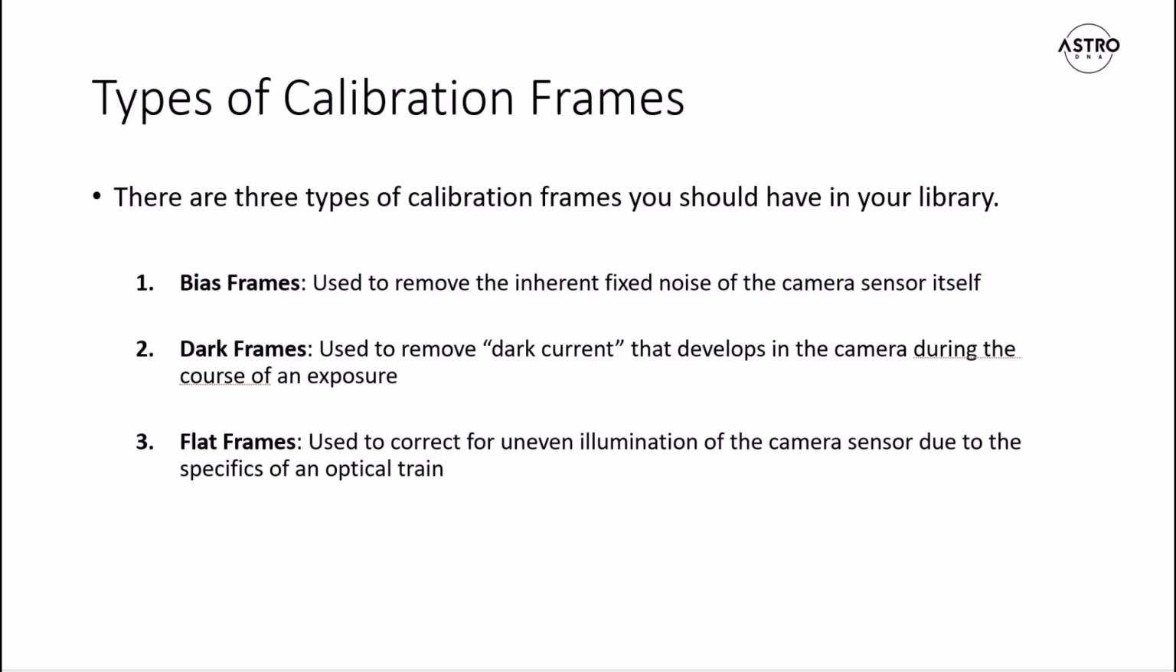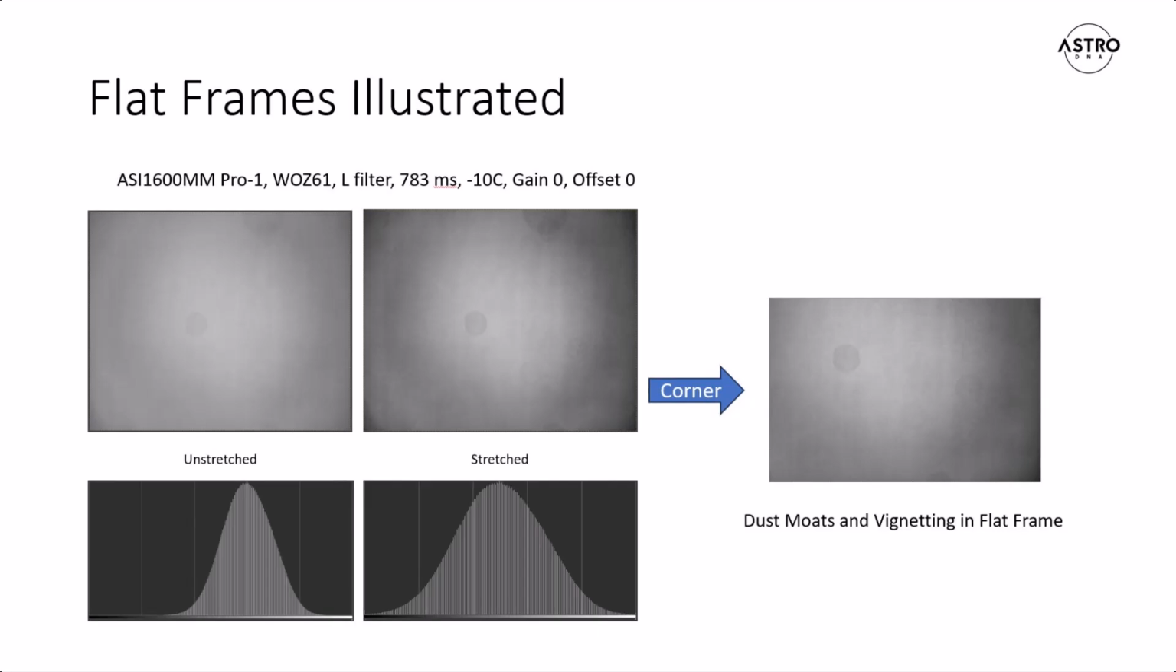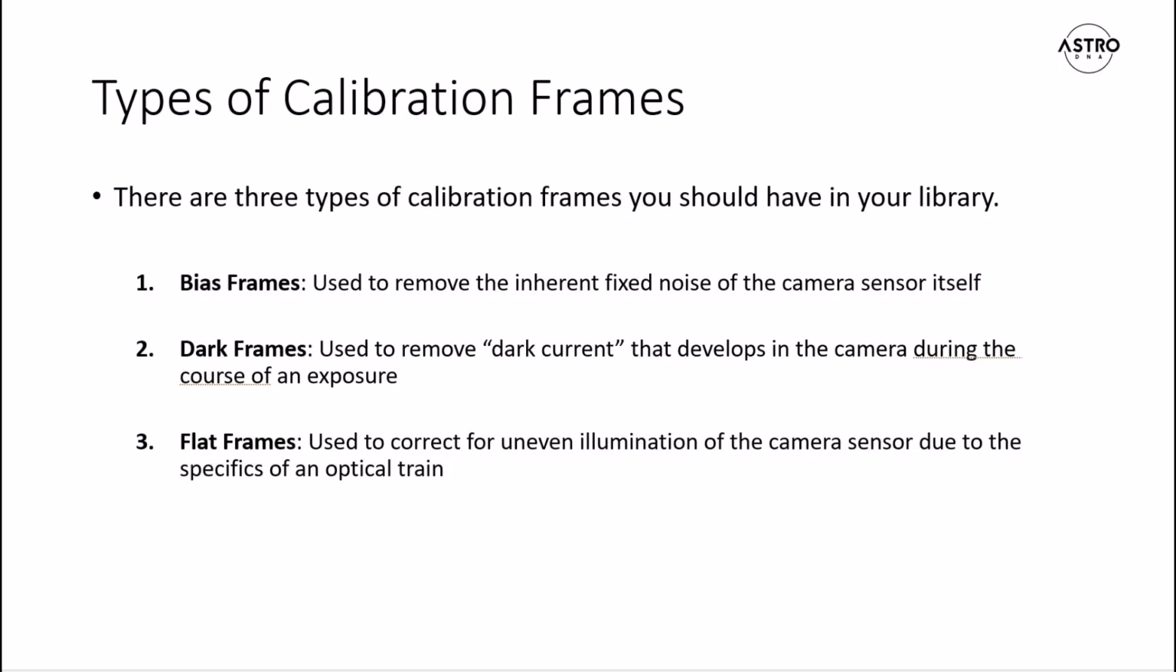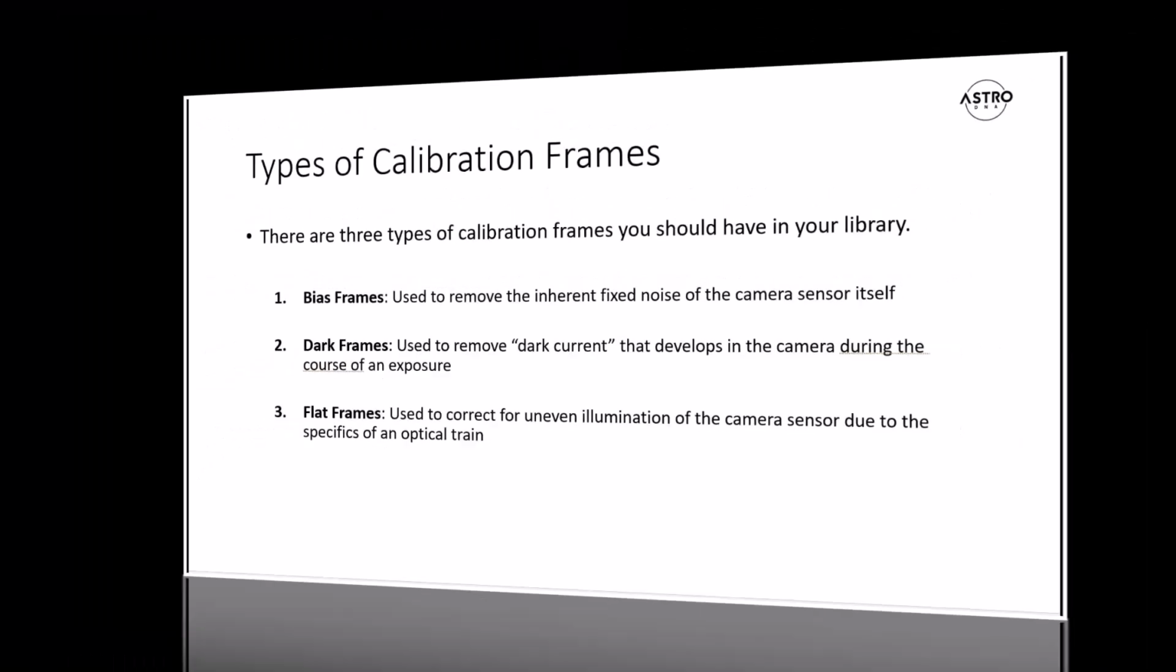And then finally there are flat frames, and everybody knows that dust is present and gets on our sensors, gets on our filters, smudges. All sorts of things can get in the way of our optical train, and flat frames are used to identify those artifacts, the uneven illumination, and then correct for that in your light frames. So those are the 3 types of calibration frames that we need to create.